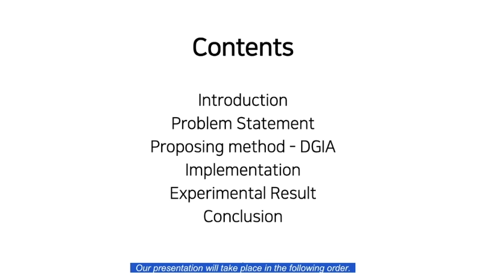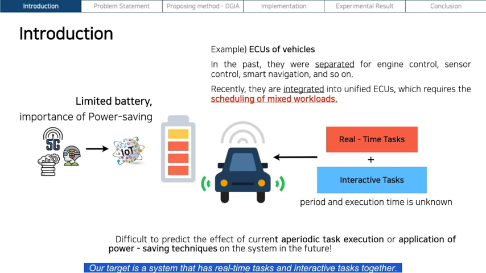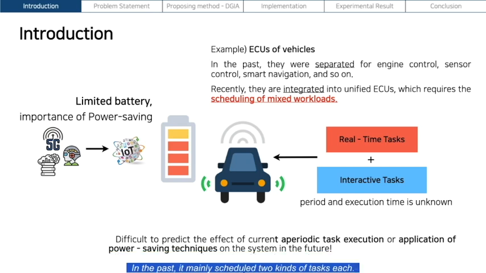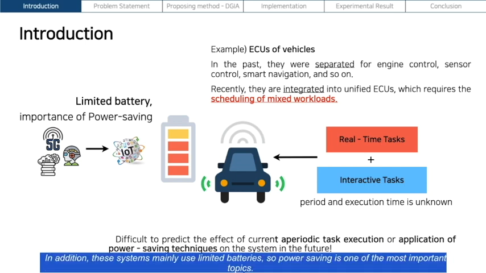Our presentation will take place in the following order. Our target is a system that has real-time tasks and interactive tasks together. For example, smart cars have real-time tasks with strict deadlines such as the engine and sensor recognition, and at the same time they have interactive tasks performed by users' input. In the past, it mainly scheduled two kinds of tasks each. However, recent attempts have been made to integrate them and schedule them on one system. In addition, these systems mainly use limited batteries, so power saving is one of the most important topics.